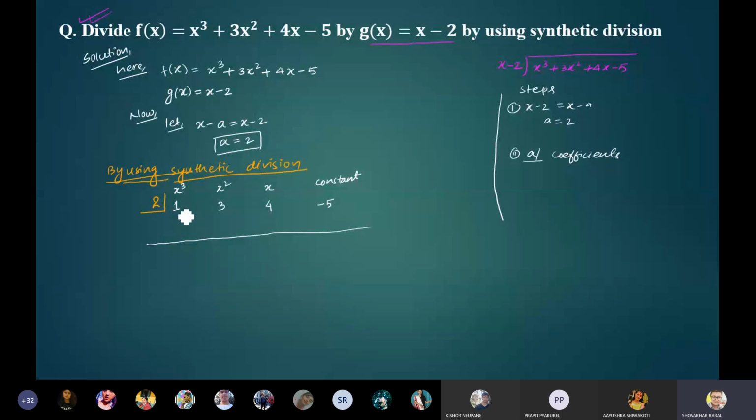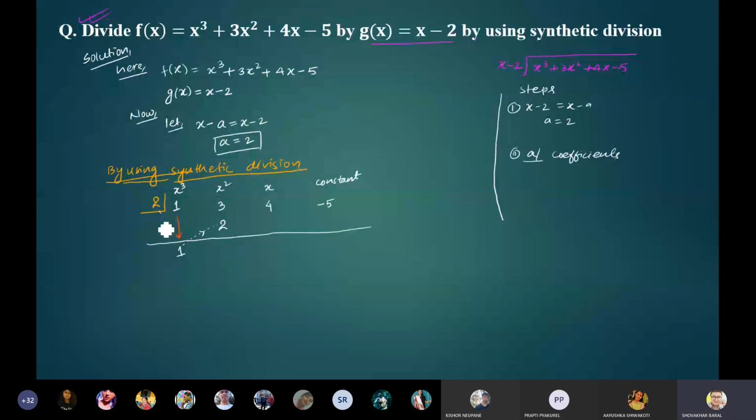So our step is to drop this one here. Let me drop this one. So it will be 1. 1 is written here. After dropping this one here, I need to multiply this 2 with 1. So 2 times 1 will be 2, and you need to write the product here. Okay, write along with me. 2 times 1 is equals to 2.